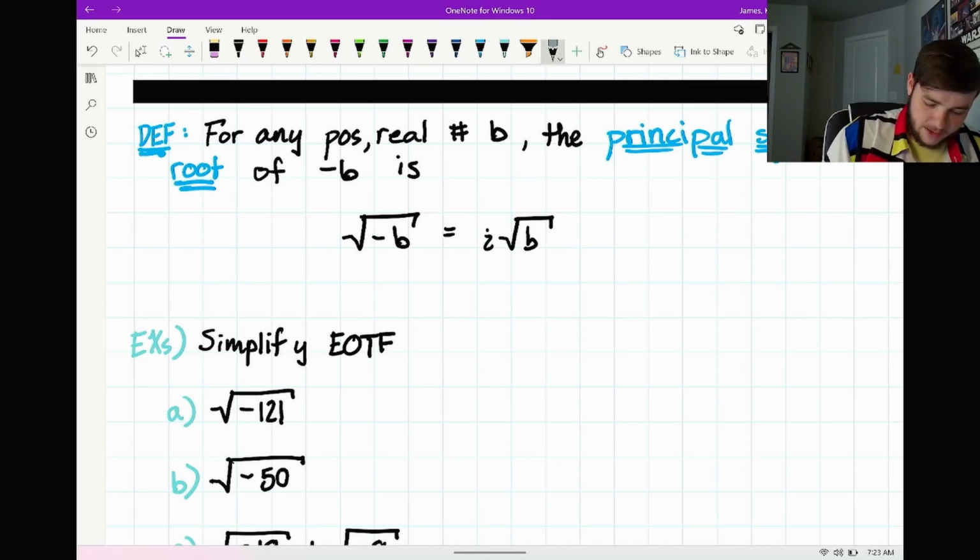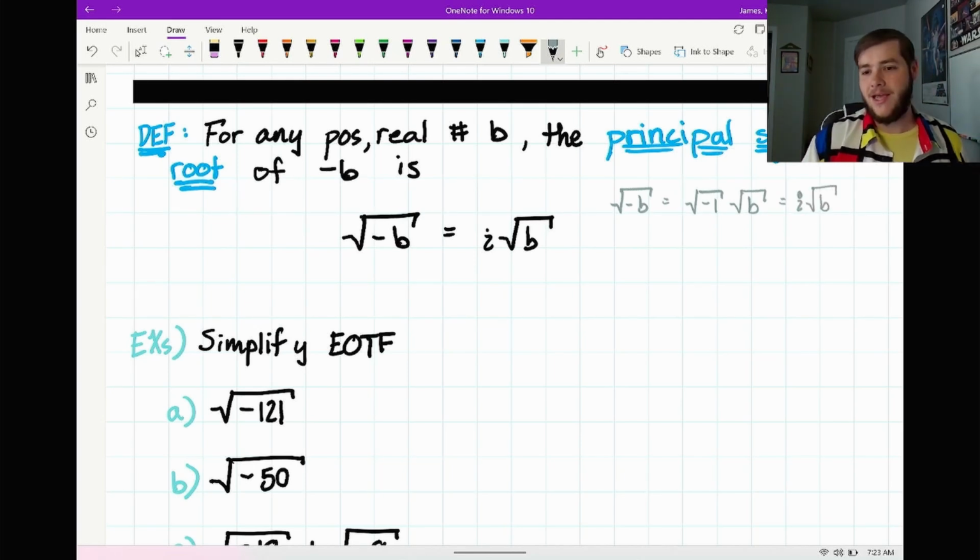And we get that simply by writing the square root of negative b as the square root of negative 1 times the square root of b. And we know the square root of negative 1 is i, so we get i root b. So when we have a minus sign under the radical, I like to think about it as pulling an i out to make it positive. Unless by some crazy circumstance, whenever I ask you to take the square root of a negative number, I mean the principal square root of that negative number.